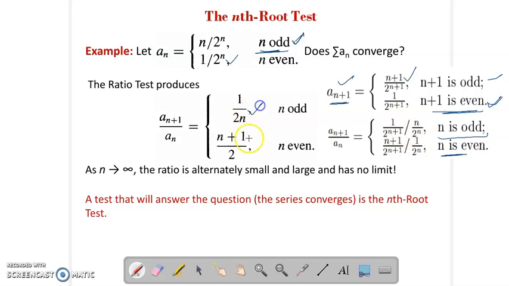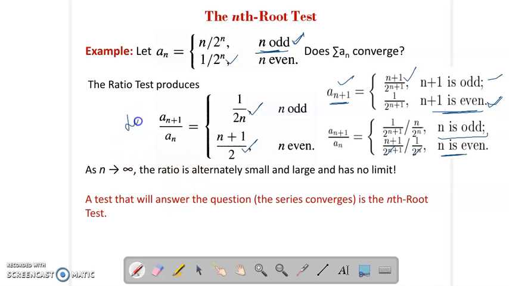So this is 1 by 2n. And here the 2 to the power n cancels out. So you have n plus 1 by 2 when n is even. Right? So this is the ratio a_{n+1} by a_n.